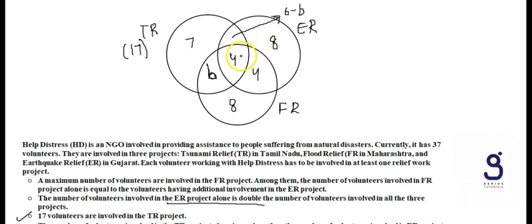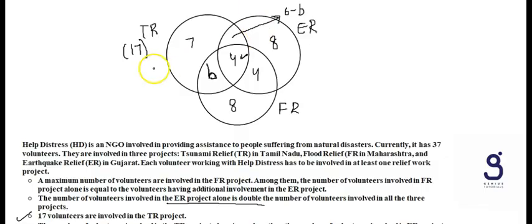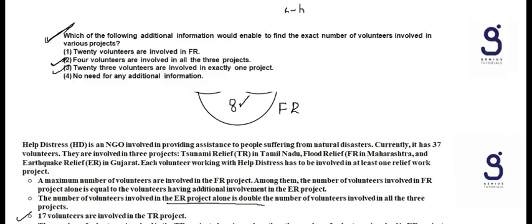So we have already derived this, that 4 are involved in all the 3 projects, and that means this information won't help us in any possible way. So again, third option, 23 volunteers are involved in exactly one project, and this we have also derived, that 7 plus 8 plus 8, this is again 23, and this is no additional information.